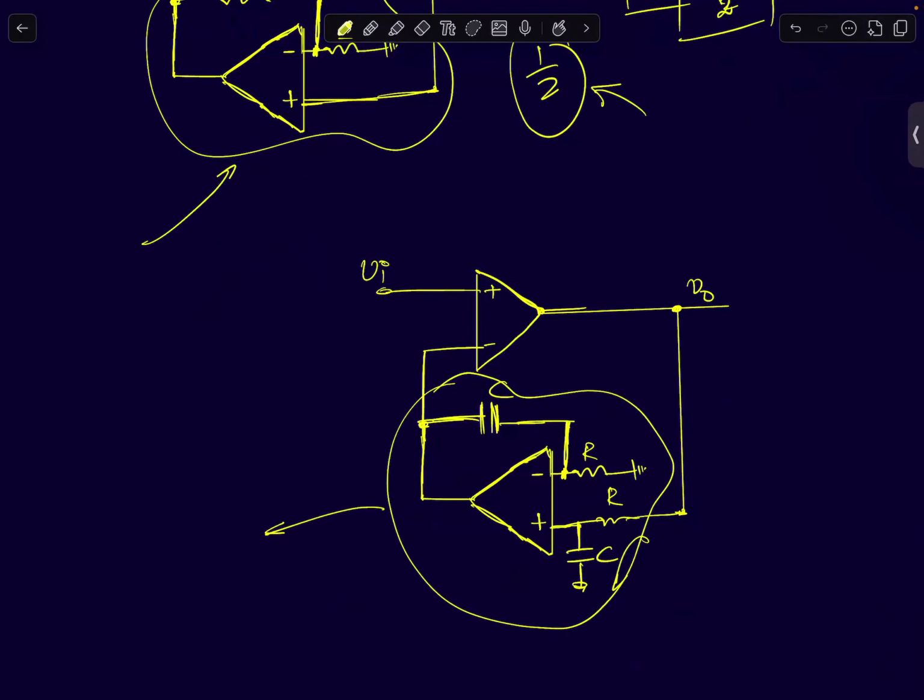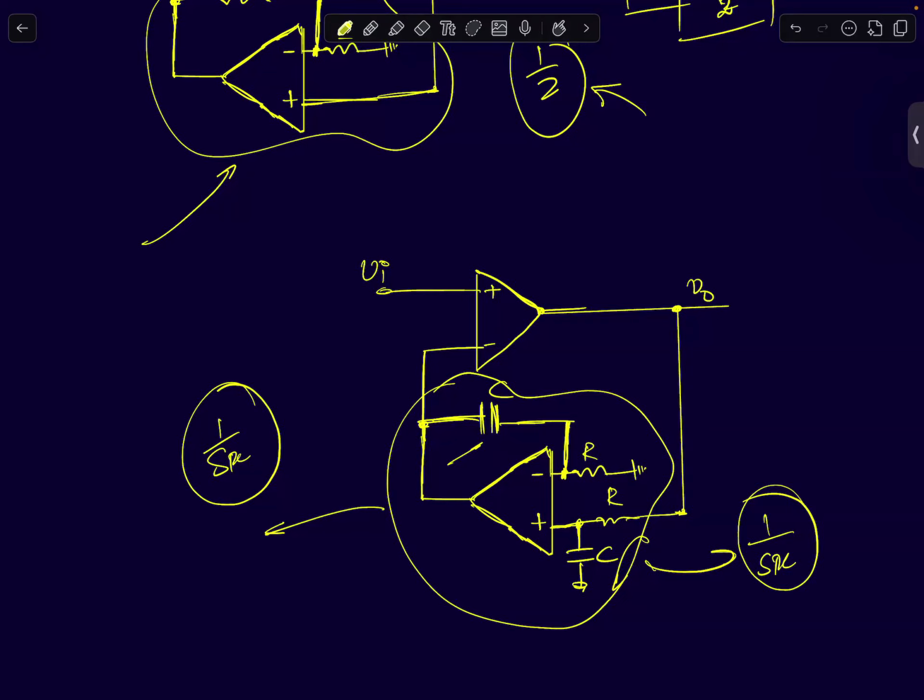An RC section fed to a non-inverting op-amp configuration with a cap in the feedback path. What circuit does it remind you of? You can use the cheat sheet. I mean, you have the sheet with you. This is a non-inverting integrator. This circuit is a non-inverting integrator with a transfer function of 1 by SRC. So this whole transfer function is just 1 by SRC.